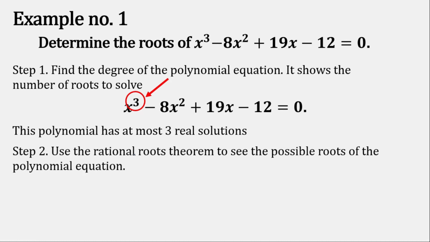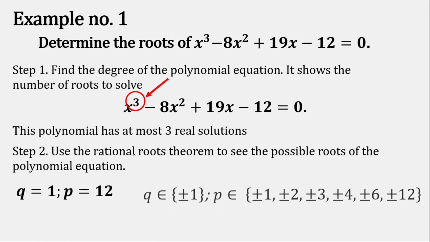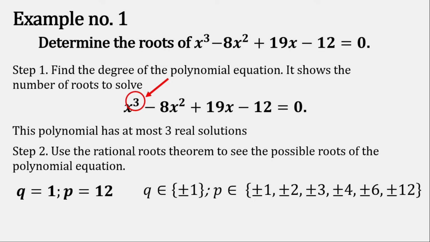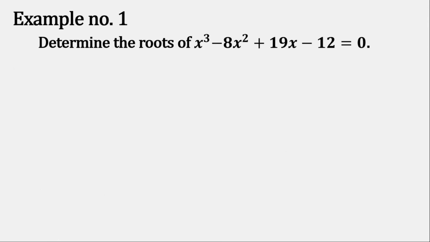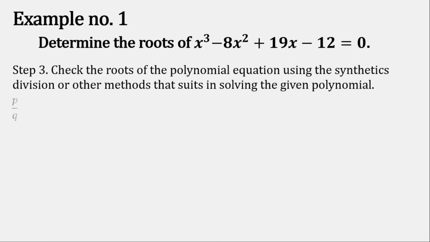Next, step 2 is to use the rational root theorem to find the possible roots. It's hard for us to test all the numbers, so we use the rational root theorem, and that gives us these numbers as our possible roots. Again, on step number 3, we will test each root. Now let's check each root.